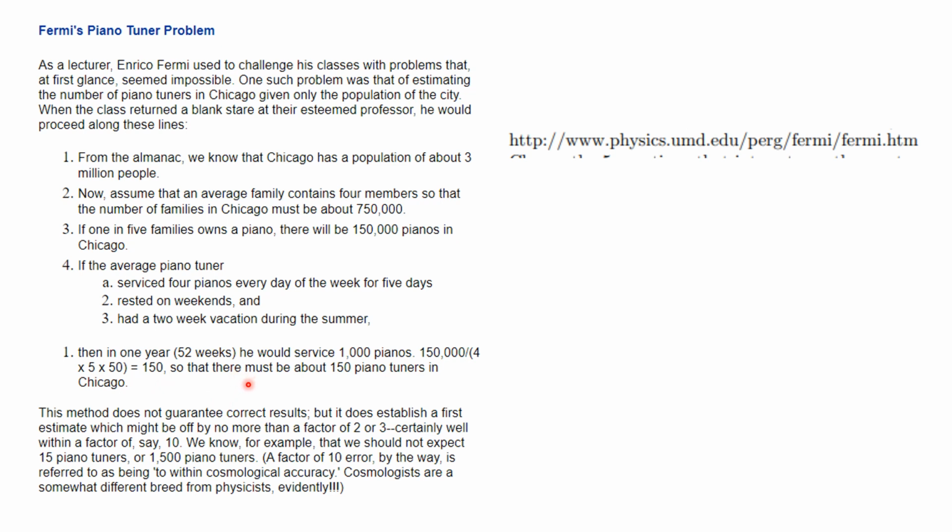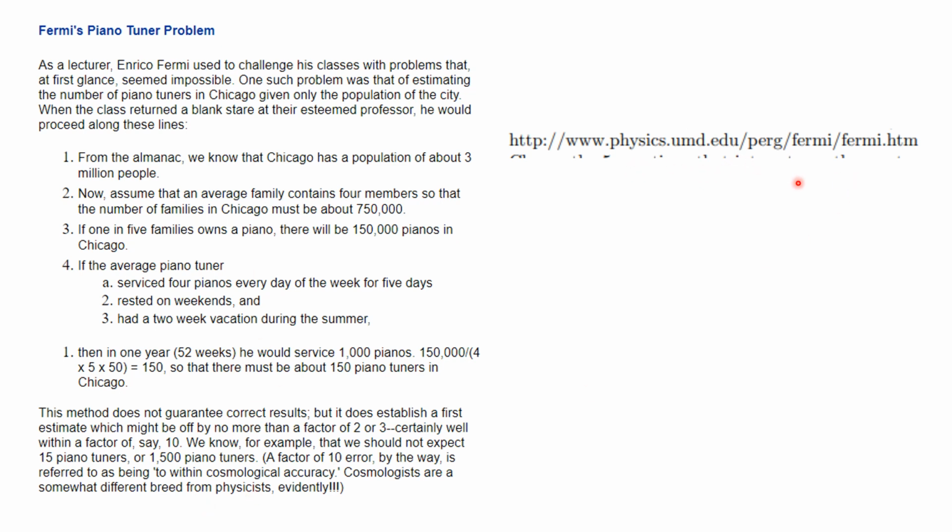So the estimate is there should be about 150 piano tuners in Chicago. Turned out at the time of this writing there was approximately 200. Now this method doesn't guarantee correct results, but does establish a first estimate which might be off by no more than a factor of 2 or 3, and certainly within a factor of 10. And so this actually ends up being a very powerful technique.